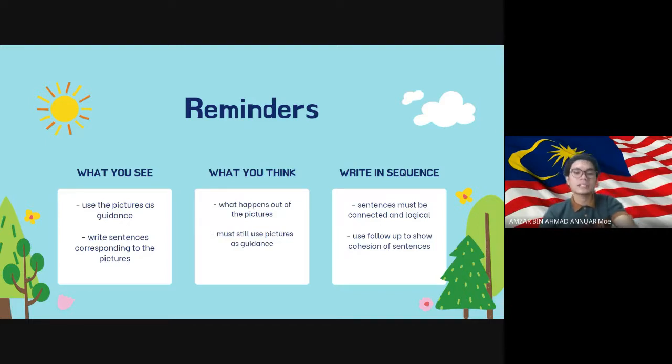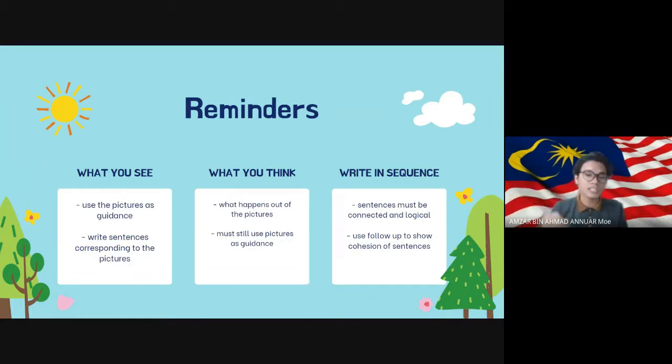Okay, next. Number 2, what you think. Okay, this is what happens out of the picture. Think of situation that happens out of the picture. Gunakan gambar ni, tapi awak fikirkan apa yang akan berlaku di luar. Apa yang watak utama awak fikirkan. Apa yang dia nak buat selepas ni.